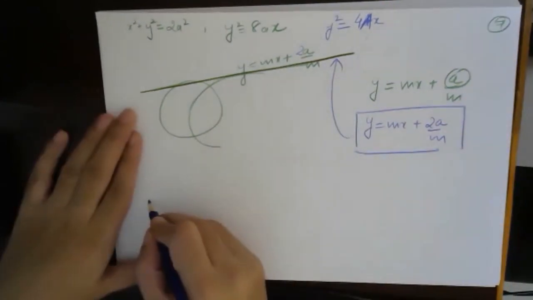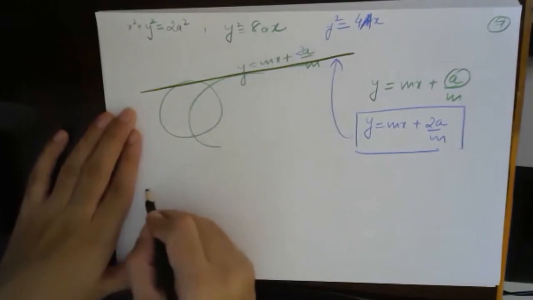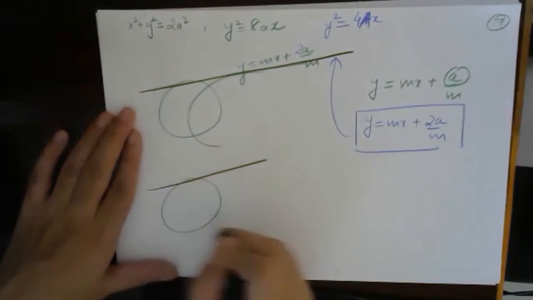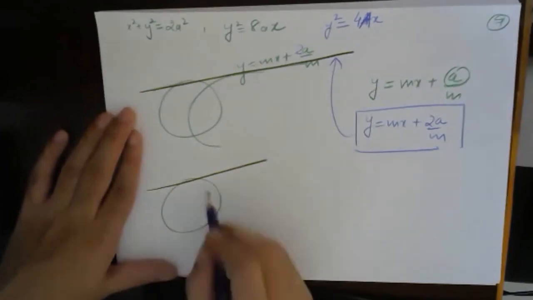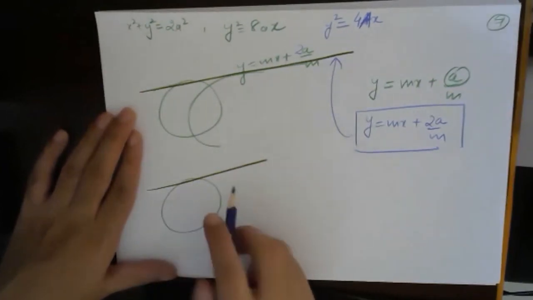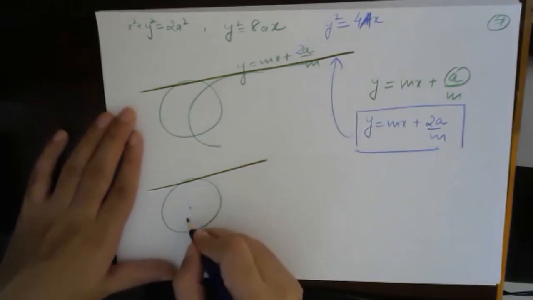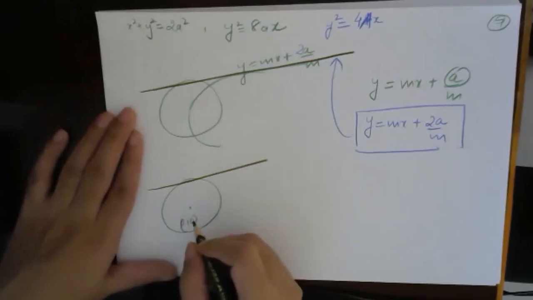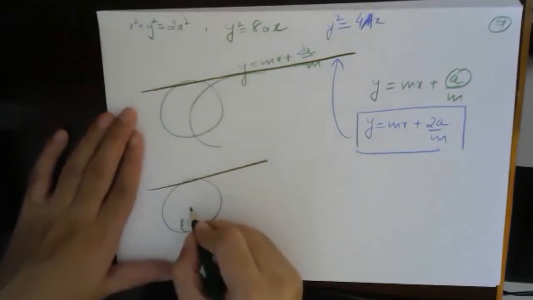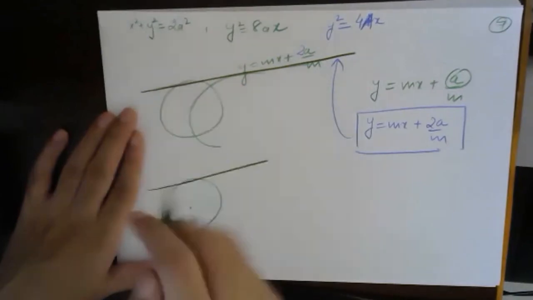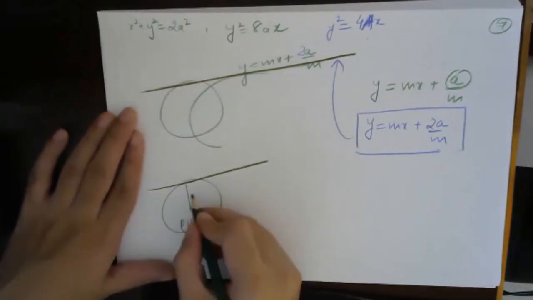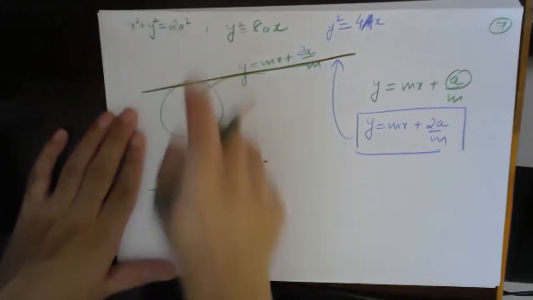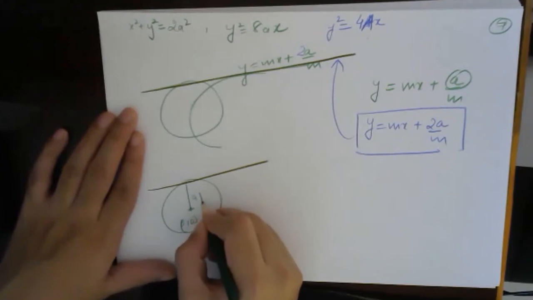Now see, this line is tangent to the circle also. How do we find the condition that the line is tangent to the circle? The center of this circle is 0, 0. What is the radius of this circle? This is r square, so the radius of this circle is under the root of 2a square, so this is root 2 a.